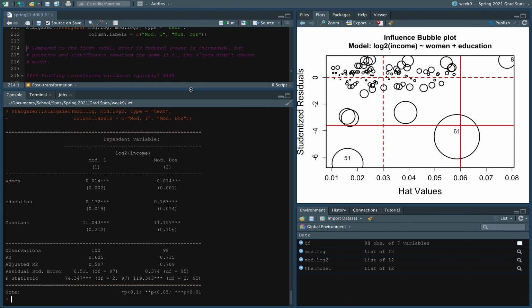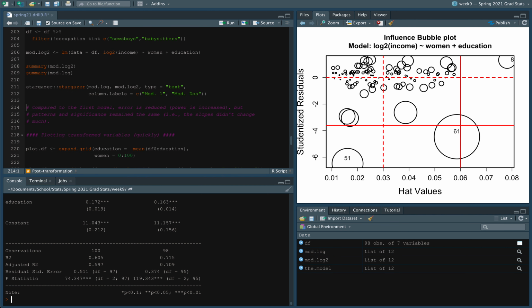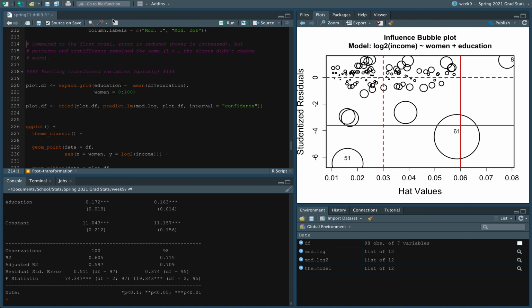So in that case, we're taking out these 2, the newsboys and babysitters. Taking those 2 out did increase our power quite a bit, and importantly, it didn't fundamentally change our interpretations of our models. So the last thing that we're going to show real quick is how to plot these things.